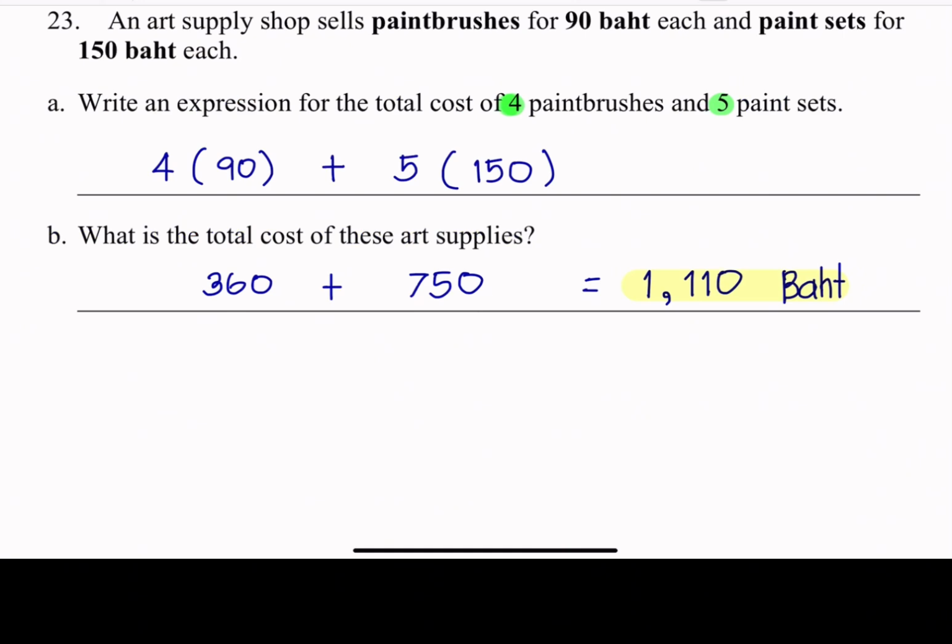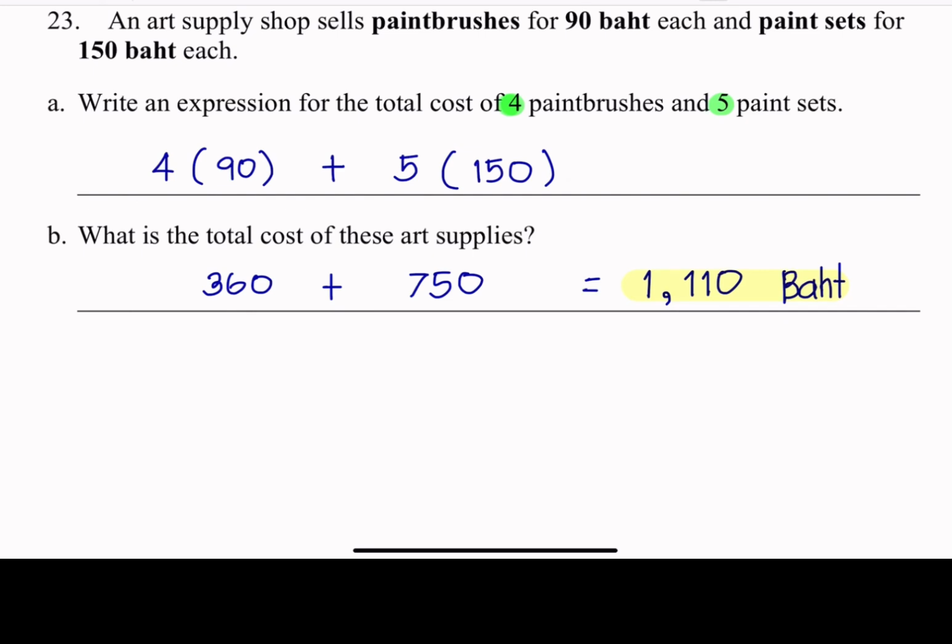Question number 23. An art supply shop sells paint brushes for 90 baht and paint sets for 150 baht each. Write an expression for the total cost of 4 paint brushes and 5 paint sets. So we need 4 paint brushes. So 4 times 90 baht. Then 5 paint sets, 5 times 150. That's it.